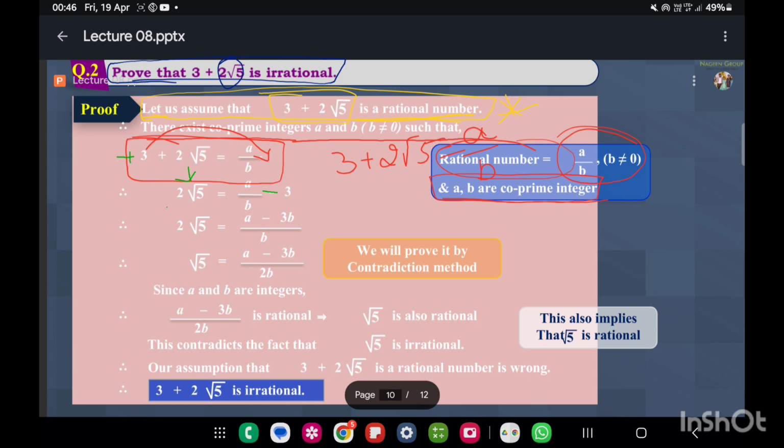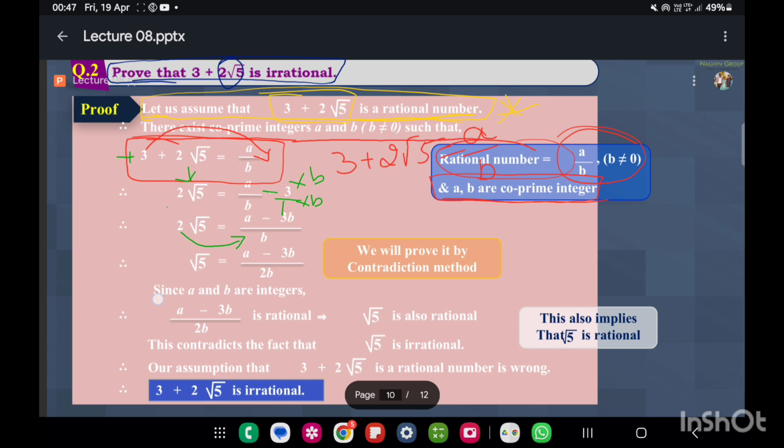So 2 root 5 is equal to, take the LCM; here nothing is there, so it is 1. So b is the LCM, multiply by b here and here also. You will get a minus 3b, all divided by b. In the numerator a minus 3b, in the denominator b. Then shift the 2 from the left hand side to the right hand side, it gets multiplied with b. Root 5 is equal to a minus 3b divided by 2b.